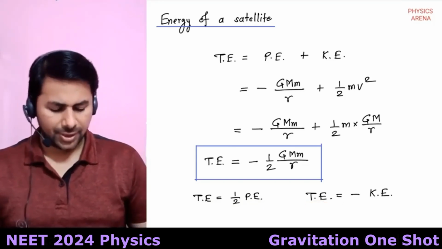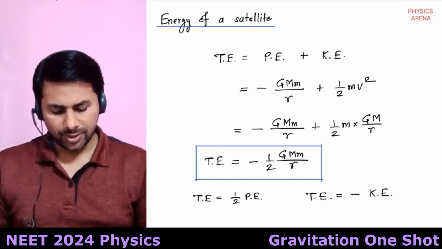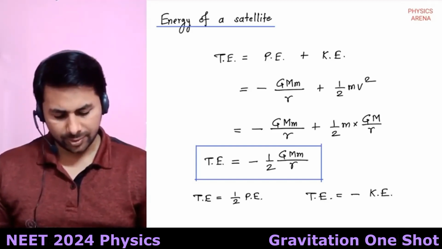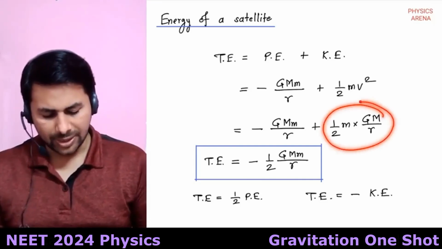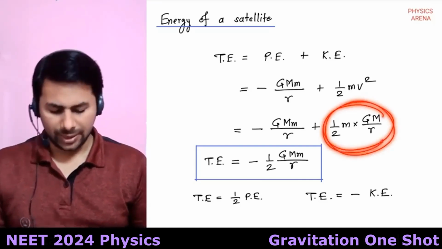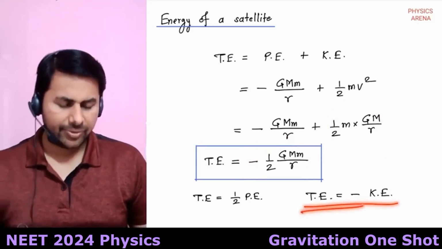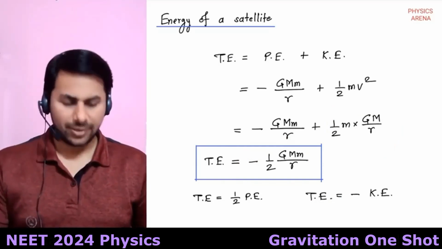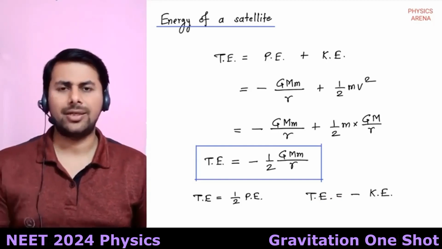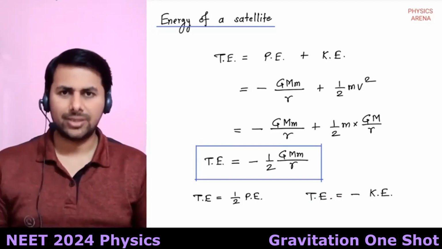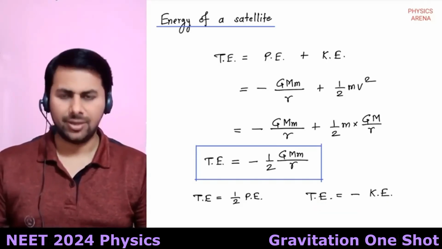Another relation is with kinetic energy. Here you have found the kinetic energy, half mv squared, so it is just equal to half of GMm upon r, and total energy is minus half of GMm upon r. So what is the relation between total energy and kinetic energy? Total energy is the negative of kinetic energy. Kinetic energy will always be positive, and total energy in a bound system will be negative. So total energy is minus of kinetic energy. Is this clear?